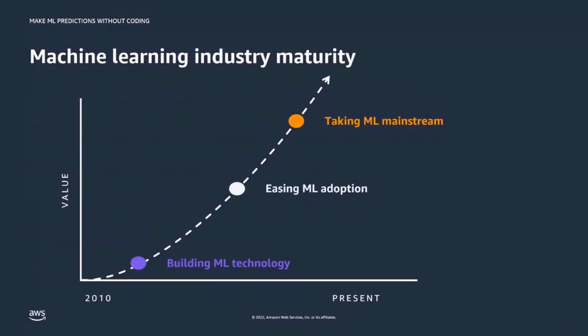So if we look at the machine learning industry advancements over the last 10 plus years or so, maybe 10 or 12 years ago, we were focused a lot on building machine learning technology, right? And then over, say, 5 years or so, people have said, how do we ease the adoption of that technology? And really now the expectation from our customers is, how do we take machine learning mainstream, right?